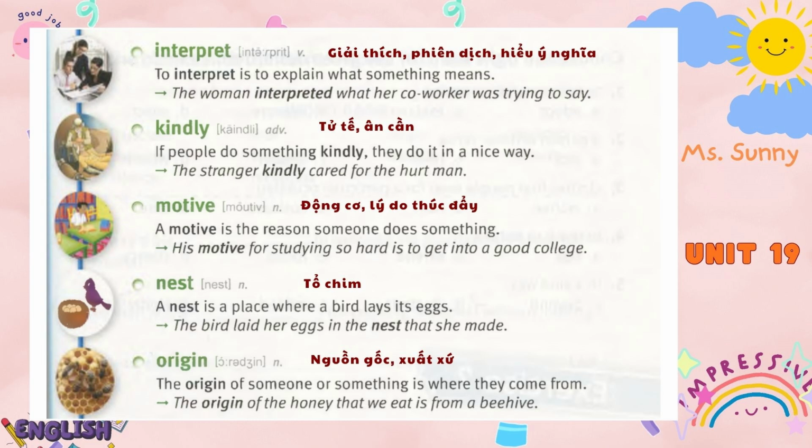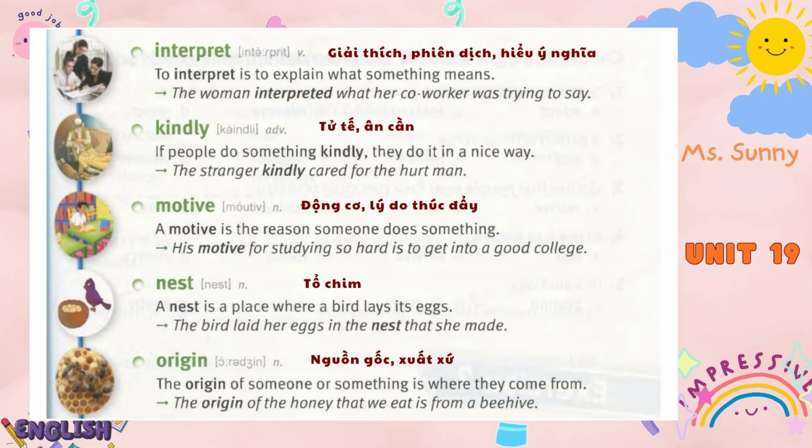Motive. A motive is the reason someone does something. His motive for studying so hard is to get into a good college. Nest. A nest is a place where a bird lays its eggs. The bird laid her eggs in the nest that she made.